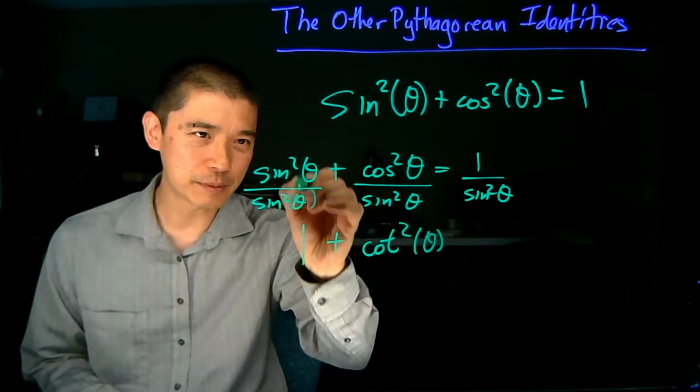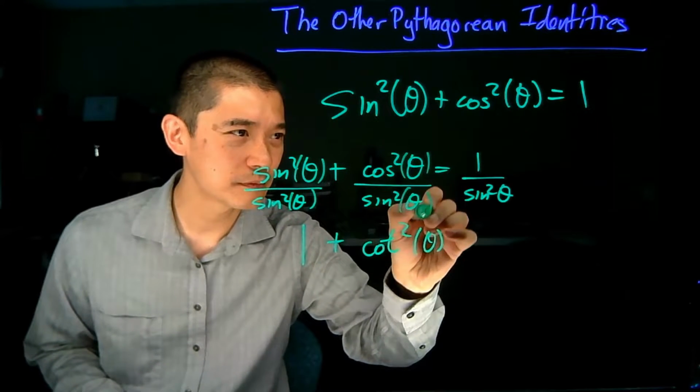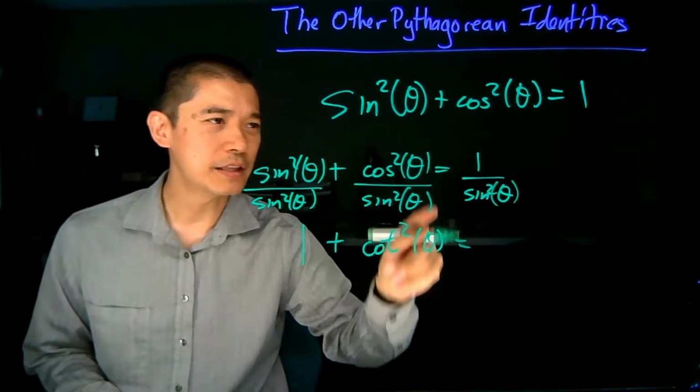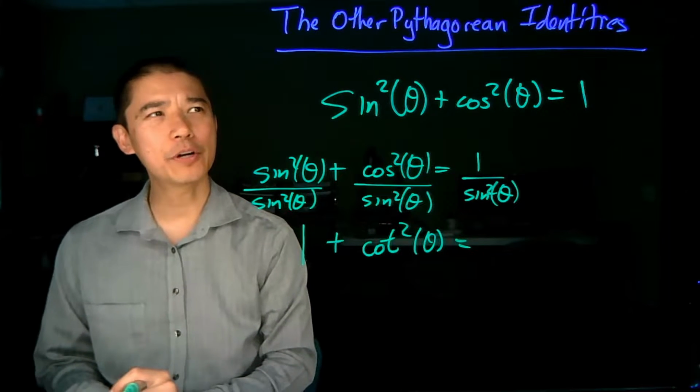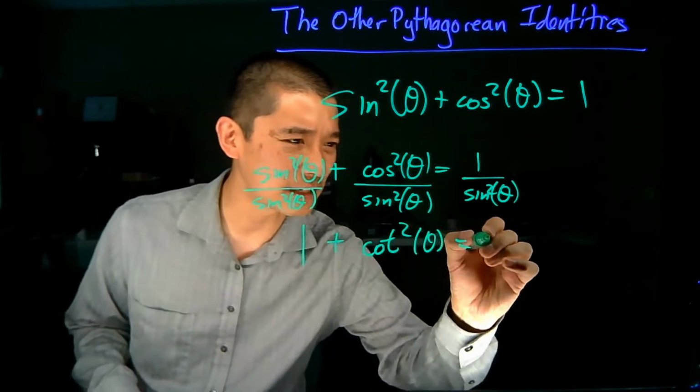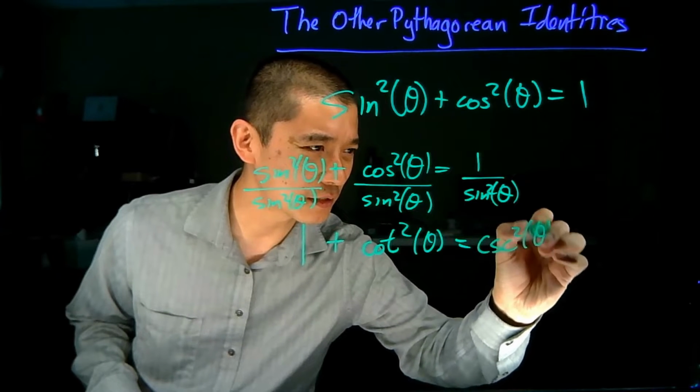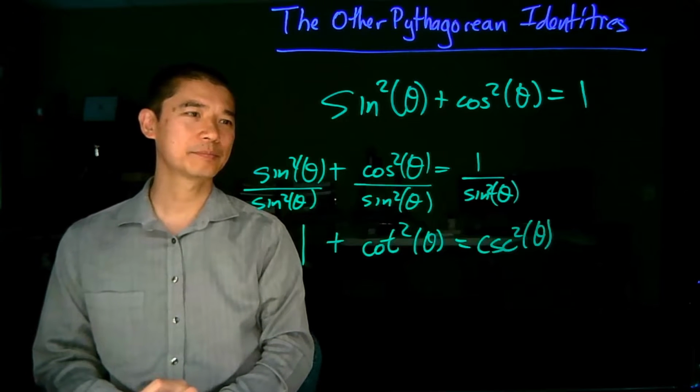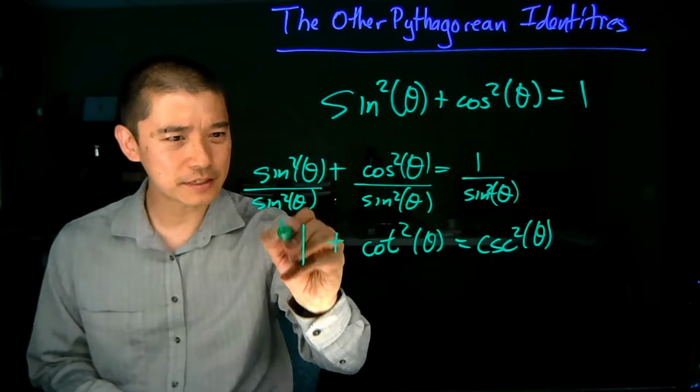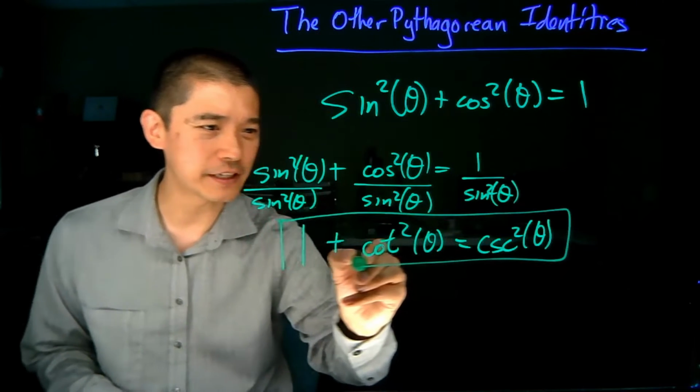And I got lazy with my parentheses. And then 1 over sine squared theta. Well, 1 over sine theta is cosecant theta. So it's cosecant theta squared, like that. And this is another version of the Pythagorean identity.